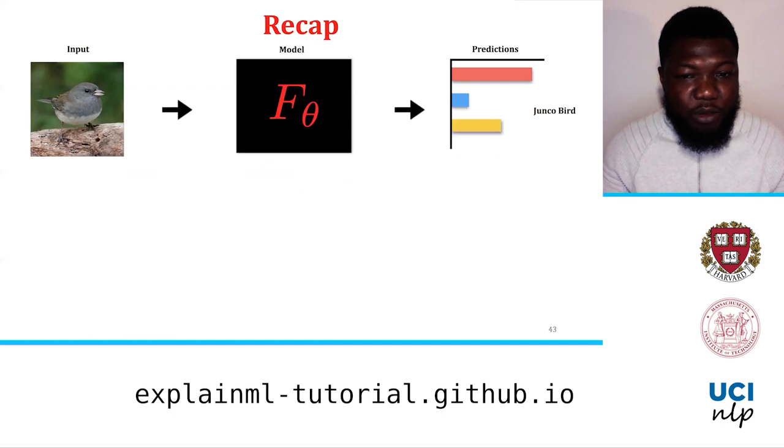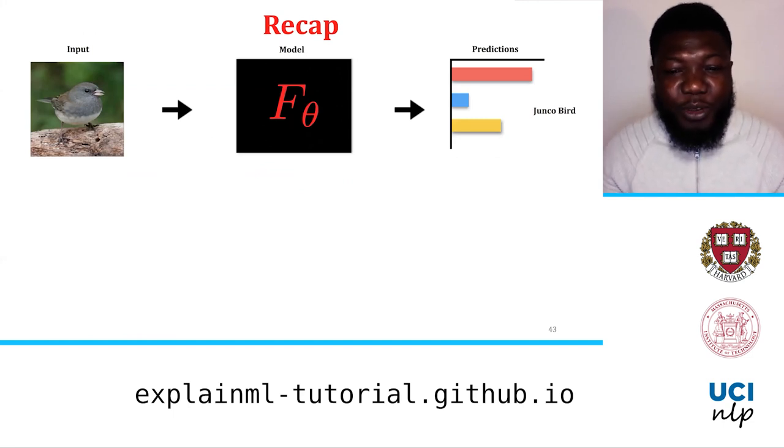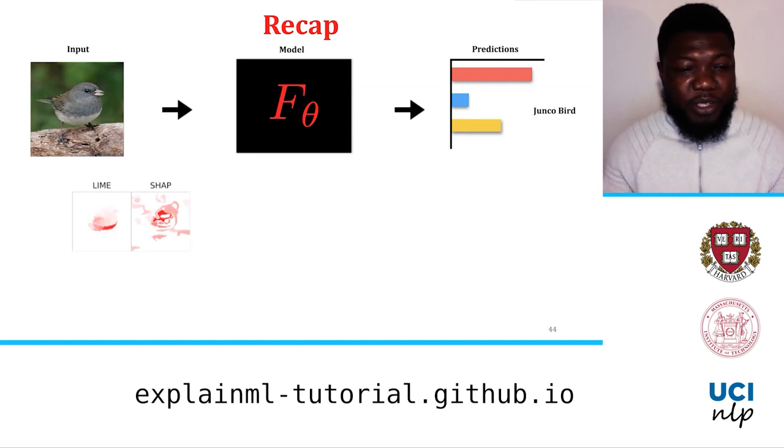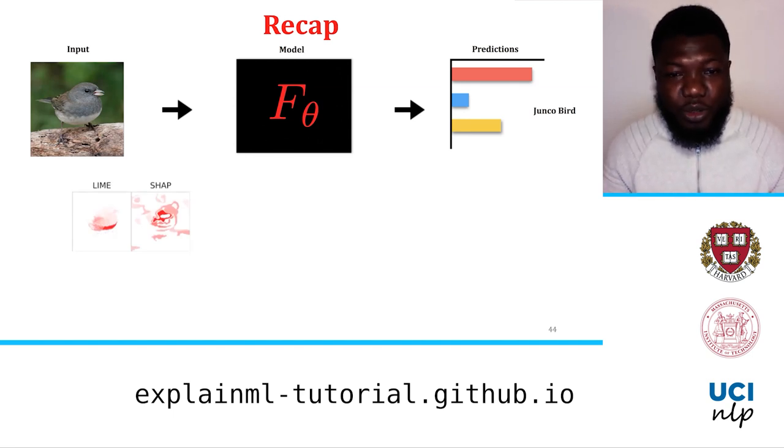So given that we've looked at quite a few methods in rapid succession, let's do a recap. We considered LIME and SHAP originally. These are surrogate methods that approximate your model around a single input and then explain the approximation.